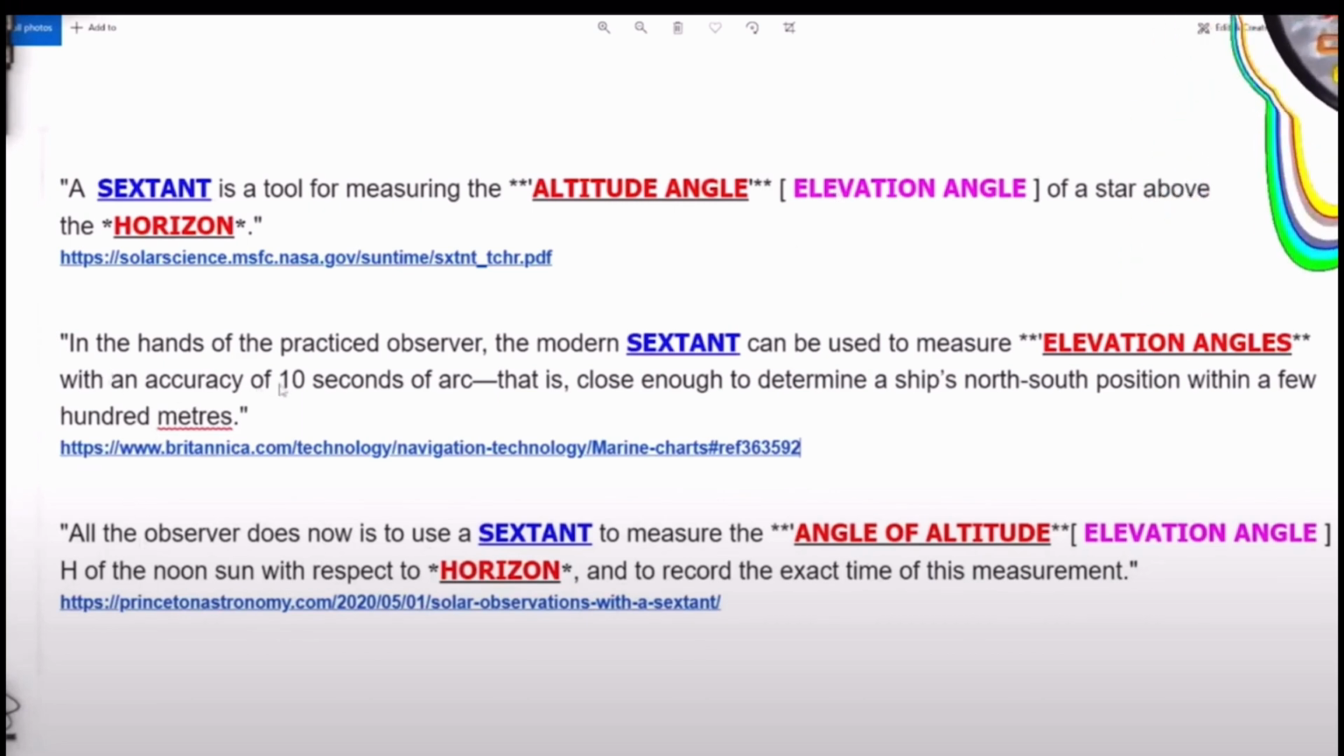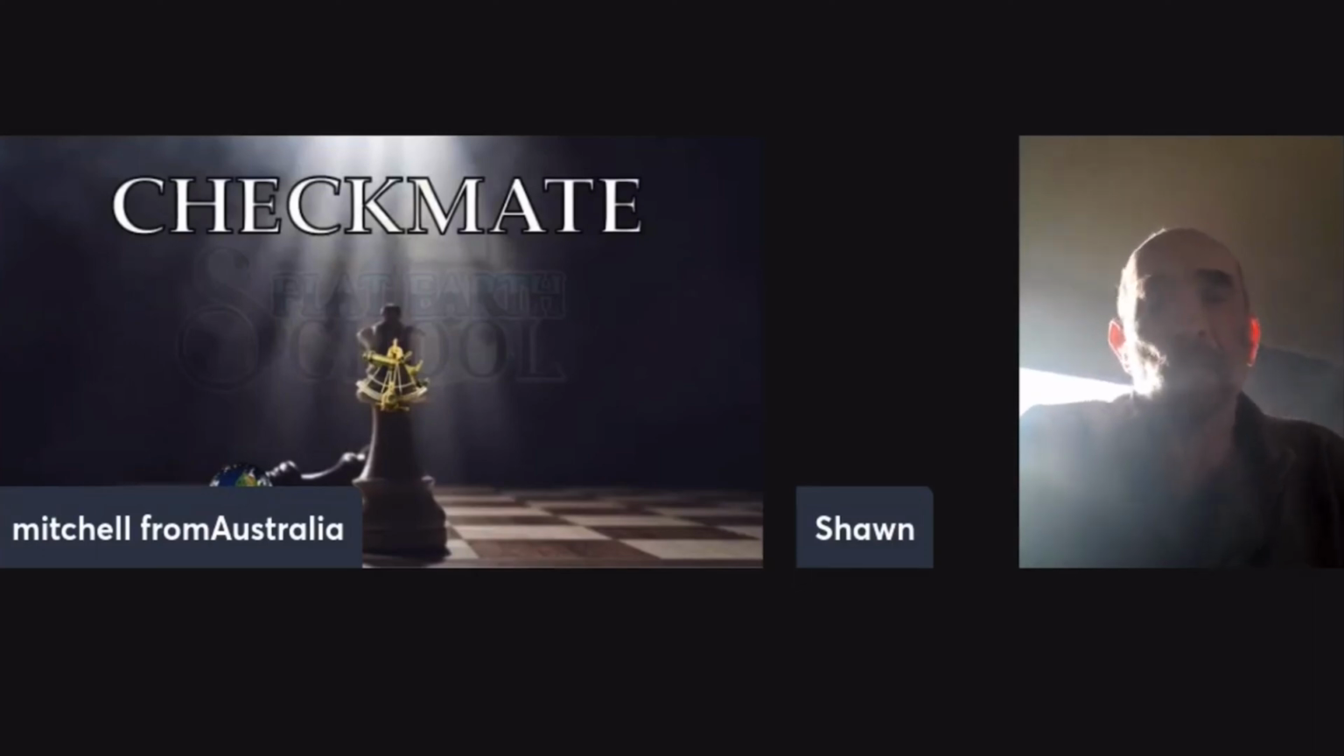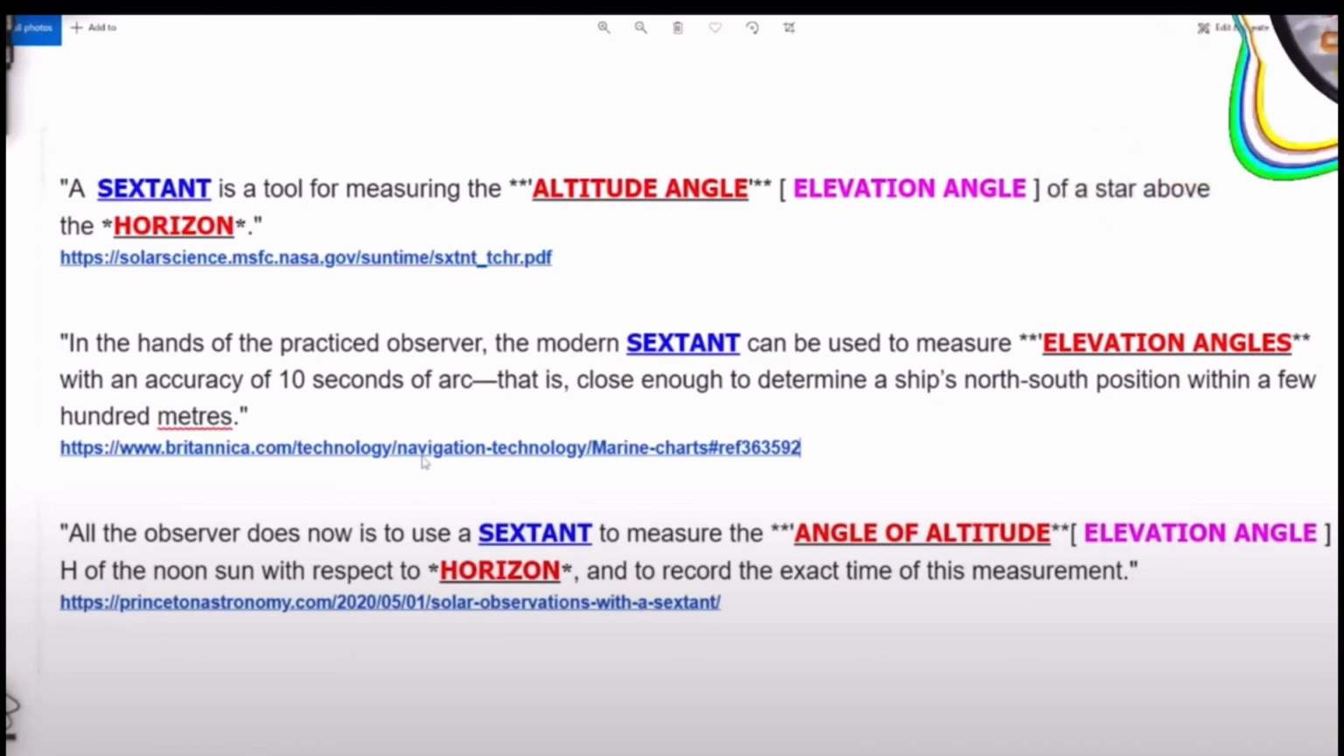Britannica: in the hands of a practiced observer, the modern sextant can be used to measure elevation angles with an accuracy of 10 seconds of arc. That is close enough to determine a ship's north-south position within a few hundred meters. And finally, Princeton astronomy: all the observer does now is to use a sextant to measure the angle of altitude. So you've got an angle from looking directly at the horizon, correct? Right. That's the elevation angle. The noon sun with respect to the horizon, and to record the exact time of this measurement.